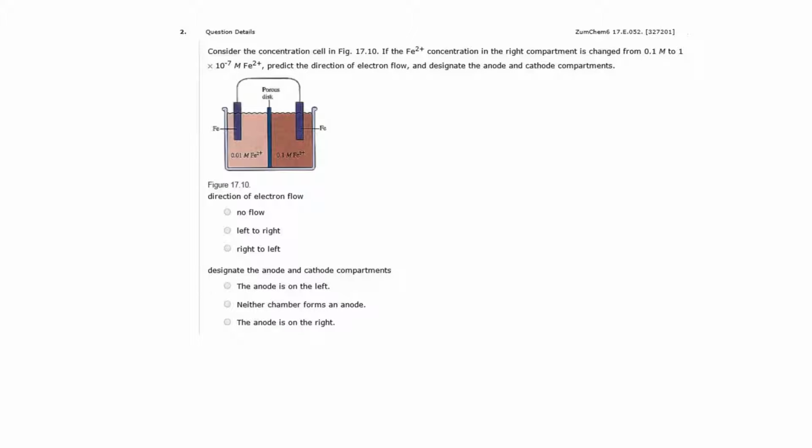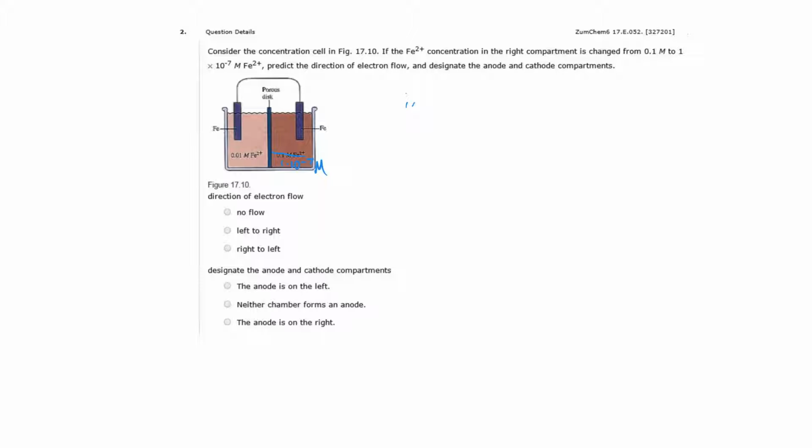This is a concentration cell problem. Be sure you read it carefully. It says if the iron 2 ion concentration in the right compartment is changed from the 0.1 molar concentration that's currently listed to something much smaller, 1 times 10 to the negative 7th, then make some predictions. So they're saying it's no longer 0.1, it's 1 times 10 to the negative 7th molar.